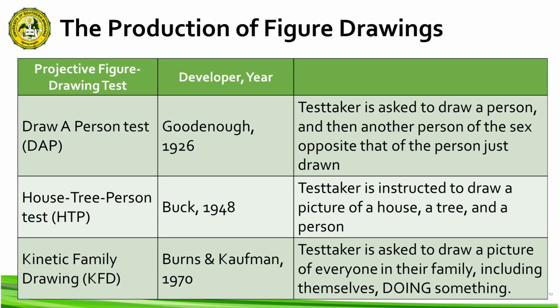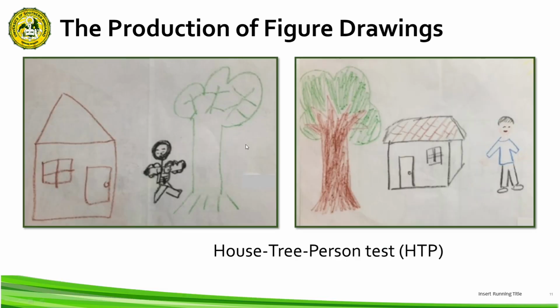The second one is the House Tree Person Test or the HTP test developed by Buck in 1948. So in the House Tree Person Test, the test taker is tasked to draw a picture of a house, a tree, and a person, just as its name suggests. The ways in which an individual represents a house and a tree are considered symbolically significant. So we have here two examples of the HTP test. In this figure, as you can see, the person is in between the house and the tree, whereas in the other example, the house is in between the tree and the person.